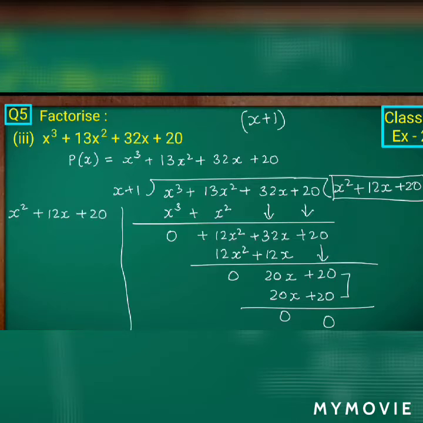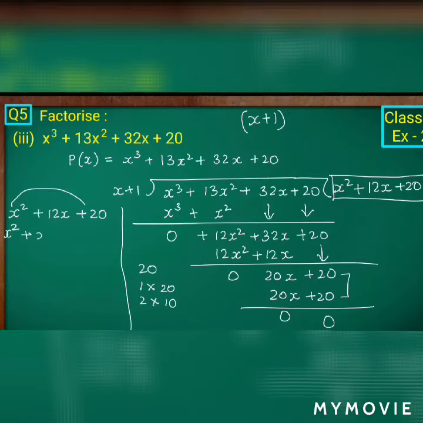Already we found x plus 1. Still 2 more factors we'll get here. So let's check. The factors whose product equals the coefficient of x square times 20, that is 20. We have to find the factors of 20. So 1 into 20, 2 into 10. No need to go further, because the product of the two numbers should give 20 and the sum should give 12. We came to know that 2 into 10 is 20, and 2 plus 10 is 12, isn't it?